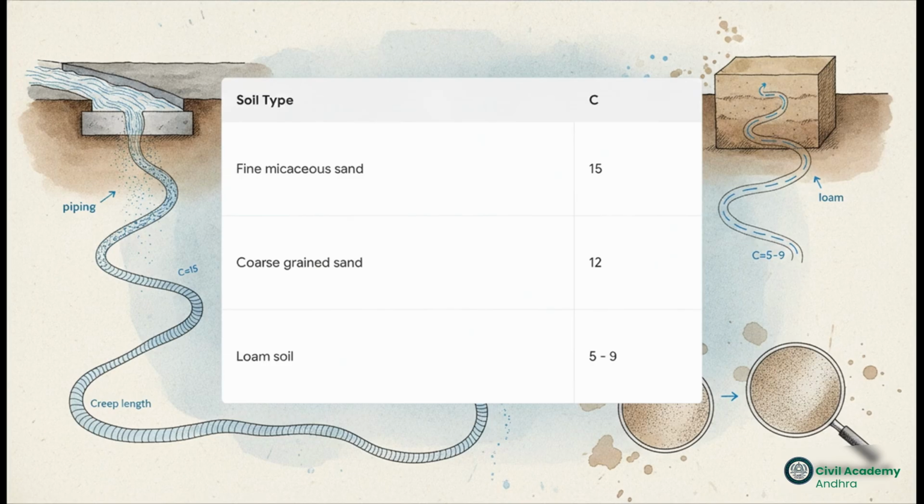To keep the structure safe from what we call piping, which is a scary scenario where water erodes the soil right out from under the foundation, we have to maintain a safe hydraulic gradient, and that depends entirely on your soil type. For example, a fine micaceous sand requires a really high coefficient C of 15, meaning you need a very long creep length to safely dissipate that water pressure. But a stiffer loam soil only requires a coefficient of 5 to 9.